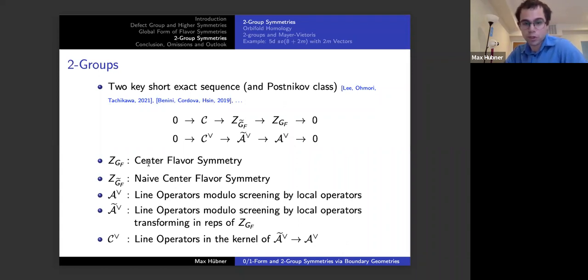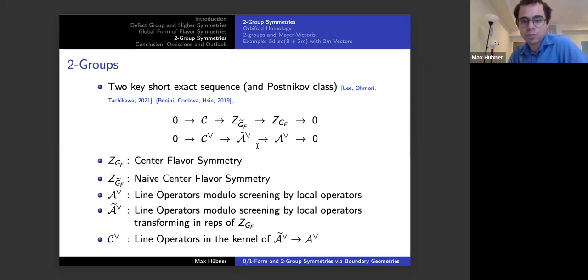For the purpose of this talk, the two-group is going to take the form of two short exact sequences, written out here, and the Postnikov class. I'm not going to have too much to say about the Postnikov class from a geometric point of view. It's standard: it's the Bockstein of an extension class of one of these sequences. But we will focus now on geometrizing these two short exact sequences.